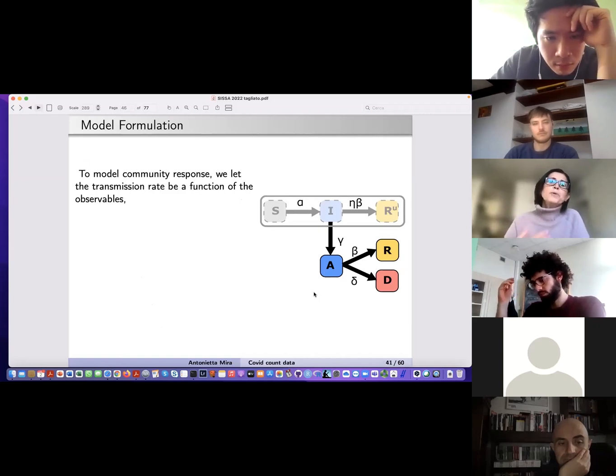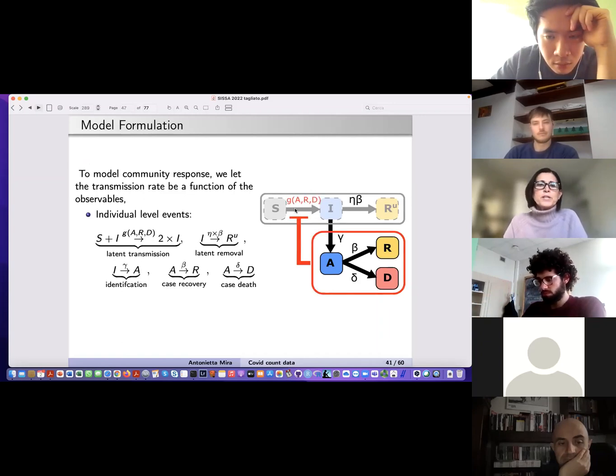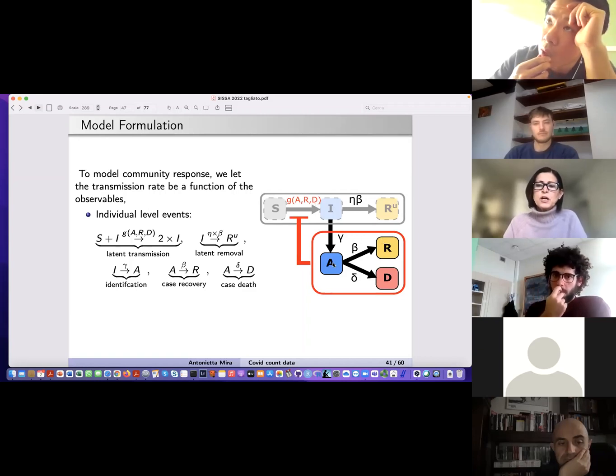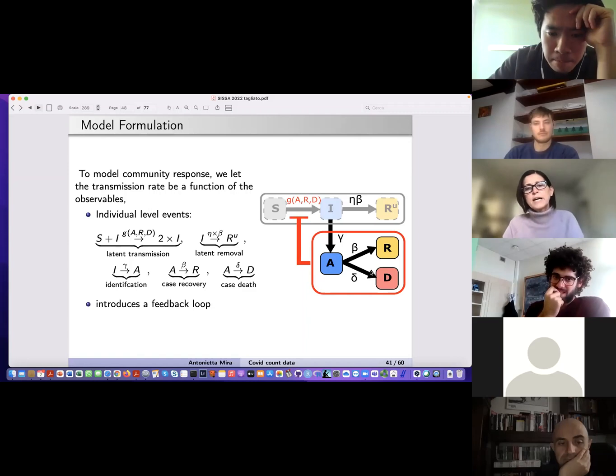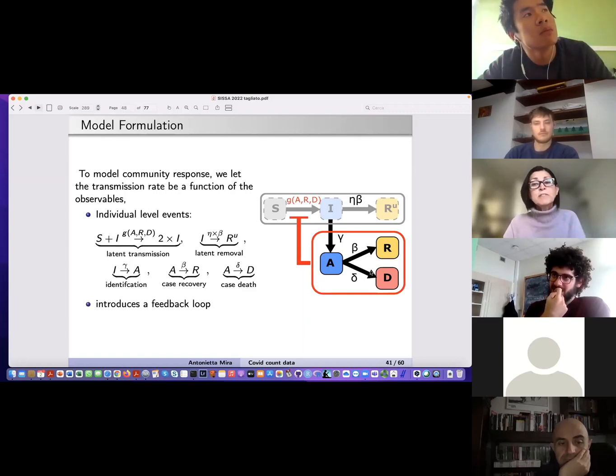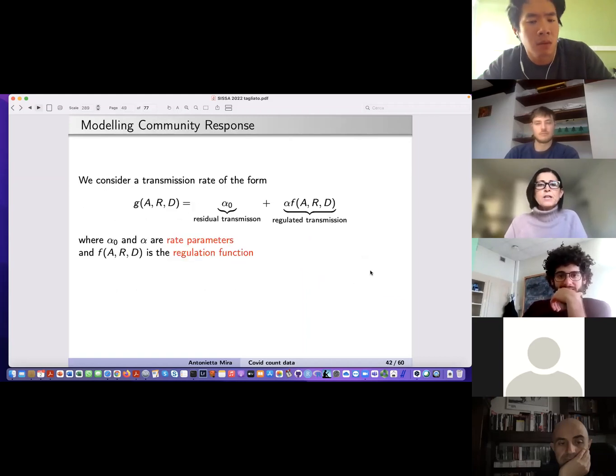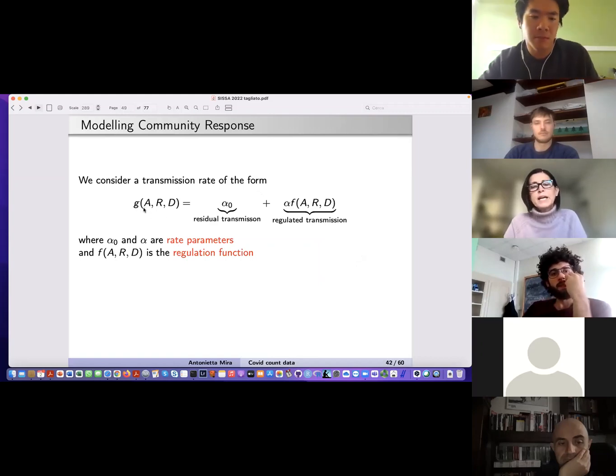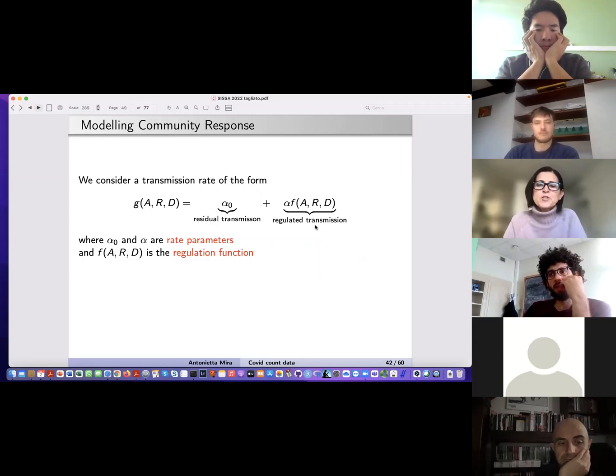Now to model the community response to the pandemic, instead of having a parameter alpha, which is the latent transmission rate, we model this latent transmission as a function G of the observable. So we have a function G of A, R, and D, which are the observed variables. And this function G induces a feedback loop that tells us how each country reacted to the pandemic. So this transmission rate function G is made of two components. One is the regulated transmission and one is the residual transmission.